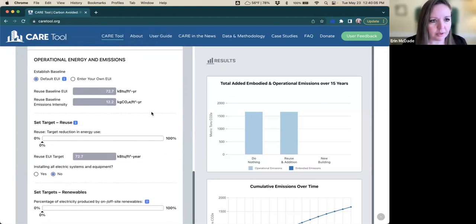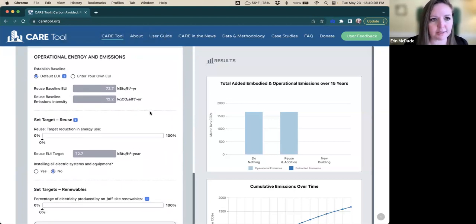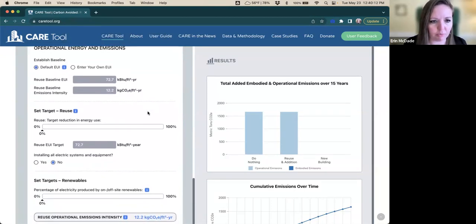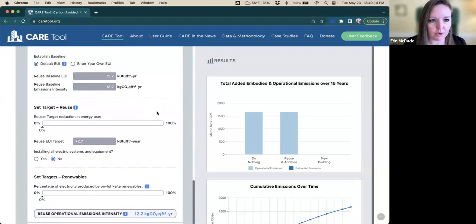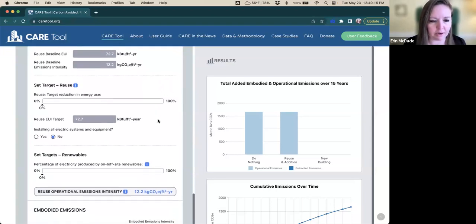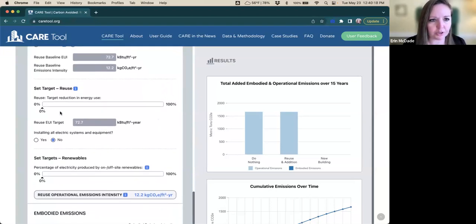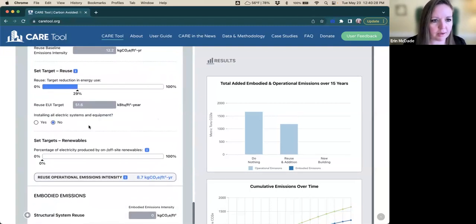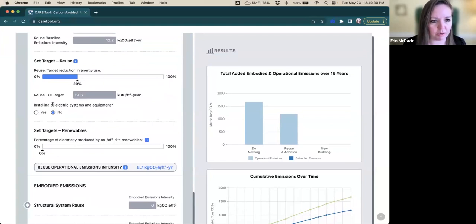So now you get to make some choices that will significantly impact operational emissions. And we included everything we think one would need to input to be as accurate as possible. So first, you can set your energy efficiency target. So just how much you want to reduce your EUI. We'll do about a 30% reduction. But then you can also make choices about renewables and about electrification.